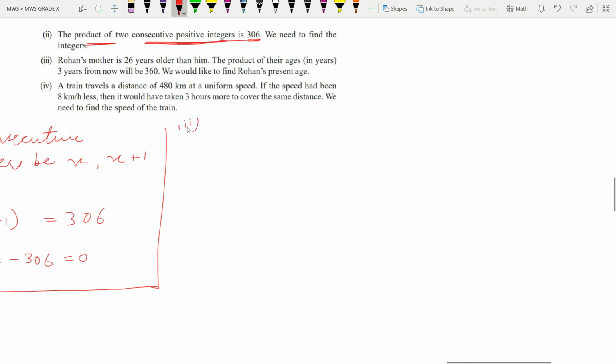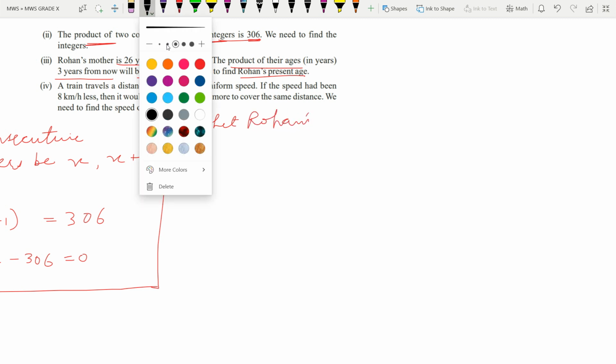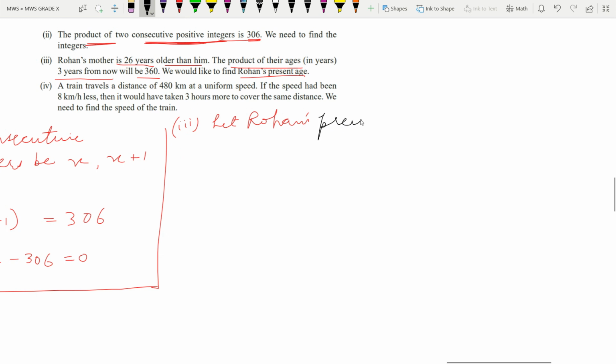Rohan's mother is 26 years older than him. As we do not know the age of Rohan, we do not know the age of the mother, but we know the relation between their ages: the mother's age is 26 years more than the son's age. The product of their ages 3 years from now will be 360. Find Rohan's present age. We do not know Rohan's present age. Let Rohan's present age be x years.